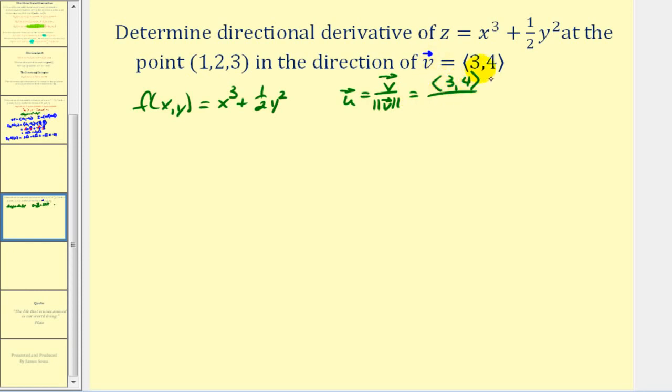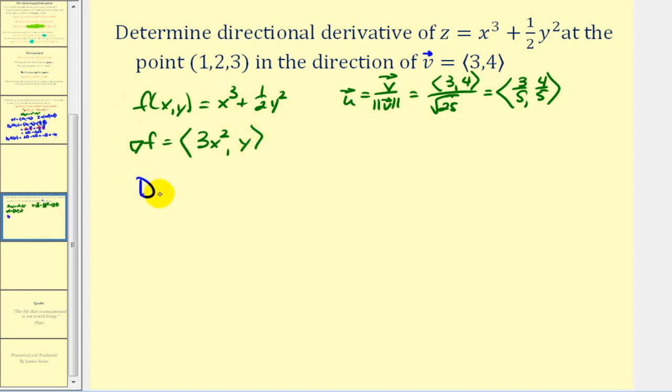So we're going to have the square root of 3 squared plus 4 squared. That's the square root of 25. So the unit vector in the direction of v is going to have an x component of 3/5 and a y component of 4/5. Let's go ahead and determine the gradient of f. So the x component is going to be 3x squared, the partial of f with respect to x, and the y component will be the partial with respect to y. That'll give us just y.